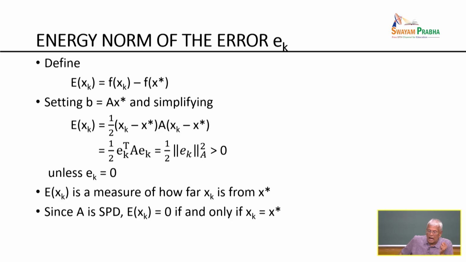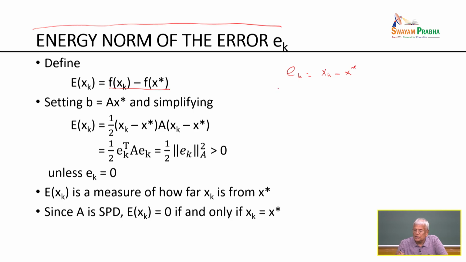So, to do that, I am going to introduce a new norm called the energy norm of the error vector. I have now defined Ek. I am going to define the energy in the vector. The energy in the vector is 0 if Ek is 0. If Ek is not 0, the energy is not 0. So, E of xk is equal to f of xk minus f of x star. Look at this now. Ek is equal to xk minus x star. The energy in xk is equal to f of xk minus f of x star.